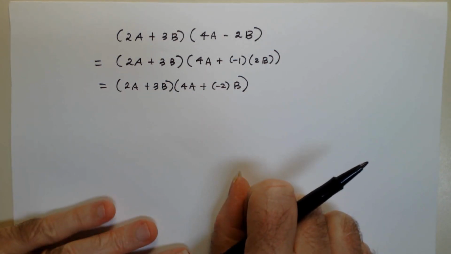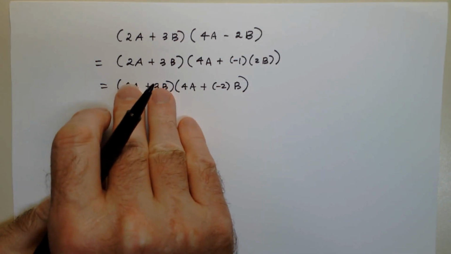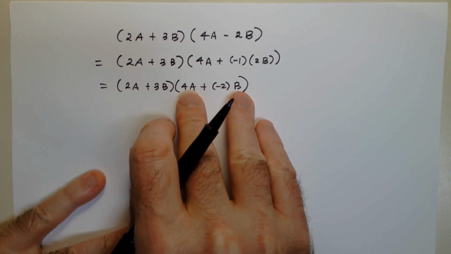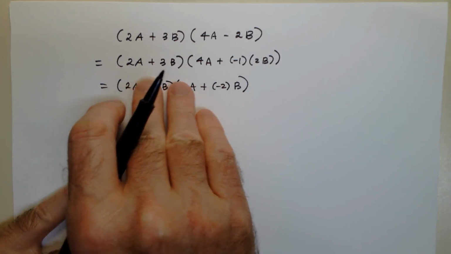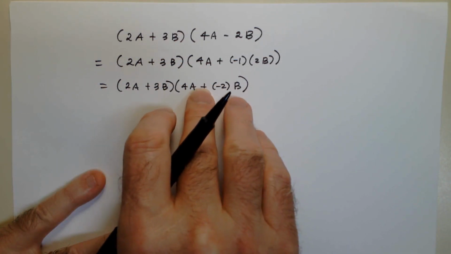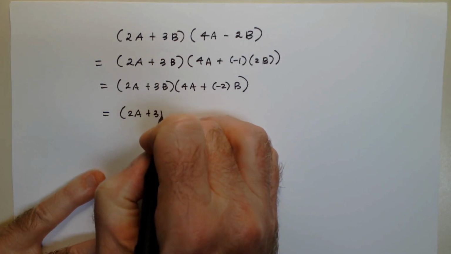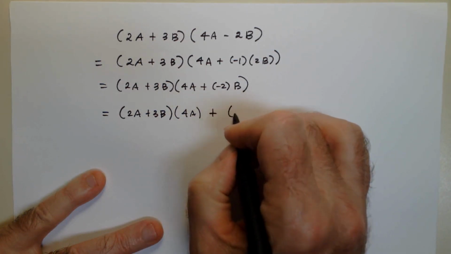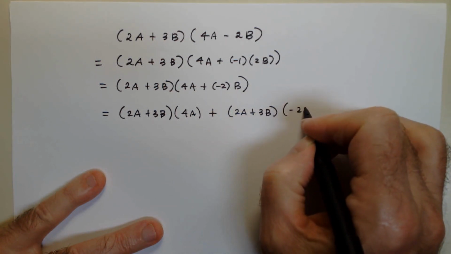Okay, now, the first thing we're going to do, and you could do this either way, I'm going to think of keeping the 2a plus 3b together and thinking of that as a single matrix that's multiplying this sum on the left. So I'm going to use my left distributive law. I'm going to bring this 2a plus 3b and distribute it onto the 4a and onto the negative 2b over this addition. So we can write this as 2a plus 3b times 4a plus 2a plus 3b times minus 2 times b.